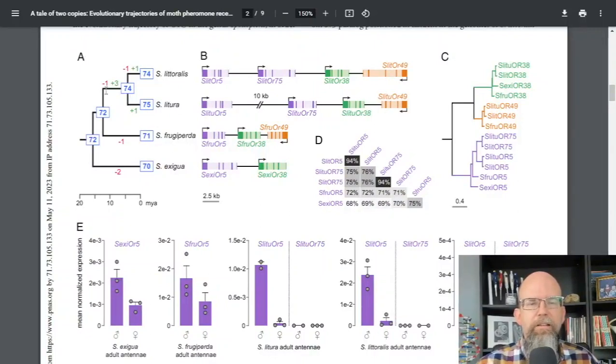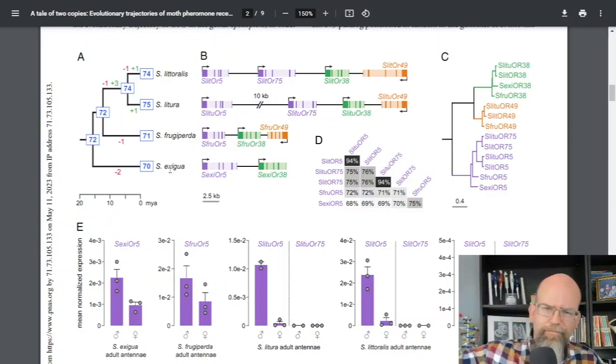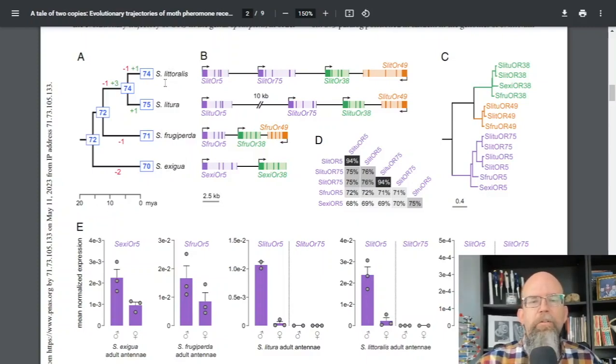A is a little phylogenetic tree, right? A relationship tree between S. spondophora, littoralis, and then the other species that they're interested in. There are more than 10 other species, but they're more distantly related. So these are four closely related species. The two they're most interested in are littoralis and litura, but there are these other two species we're going to compare to.